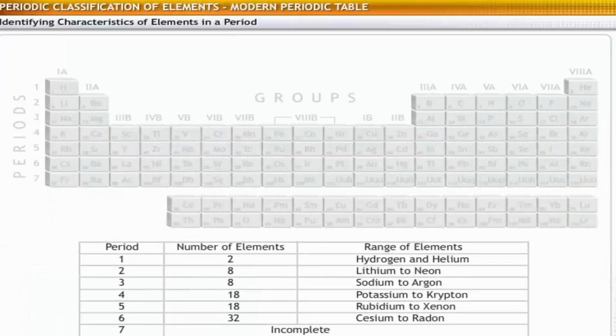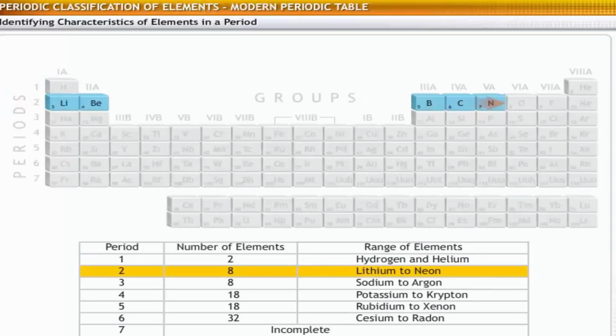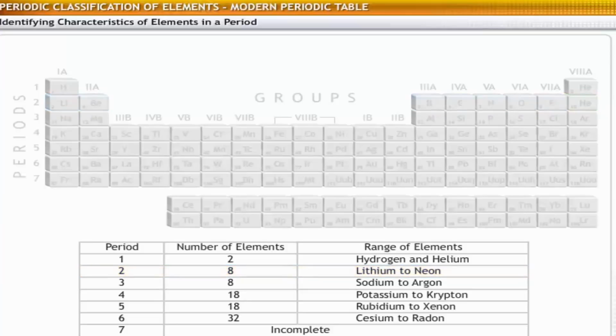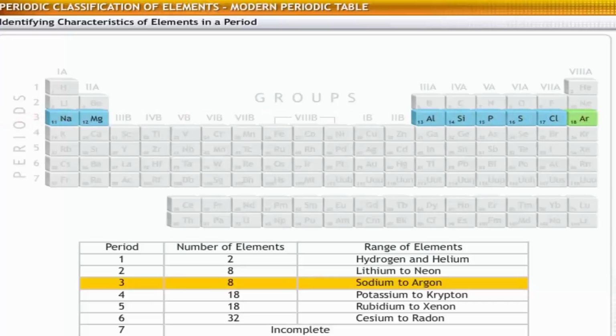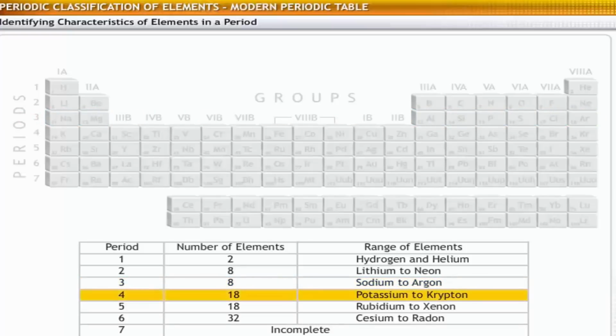Let's take a look at the basic characteristics of each period in the table. The first period is the shortest period and contains only 2 elements, hydrogen and helium. The second period contains 8 elements, from lithium to neon. The third period also contains 8 elements, from sodium to argon. The fourth period is a long period and contains 18 elements, ranging from potassium to krypton.